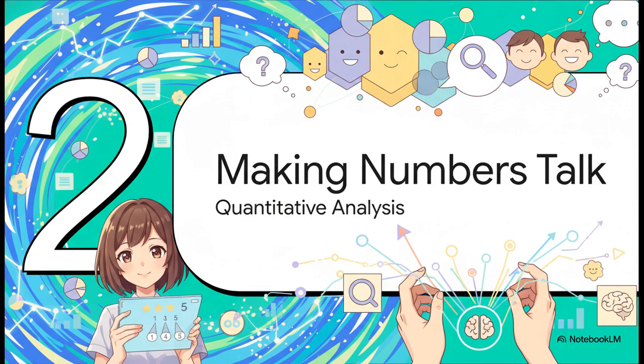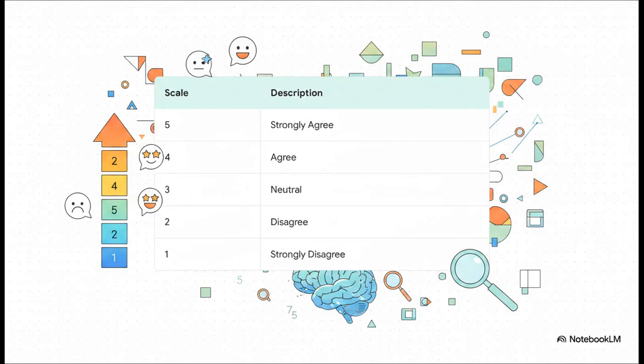First up, let's look at one of the most powerful tools in your toolkit, quantitative analysis. This is all about making the numbers talk, and it's perfect for survey data, especially when you're using some kind of rating scale. And speaking of rating scales, I'm sure you've seen this 1,000 times. It's the classic 5-point Likert scale. It's so useful because it lets us take something subjective, like an opinion, and turn it into a number that we can actually work with.